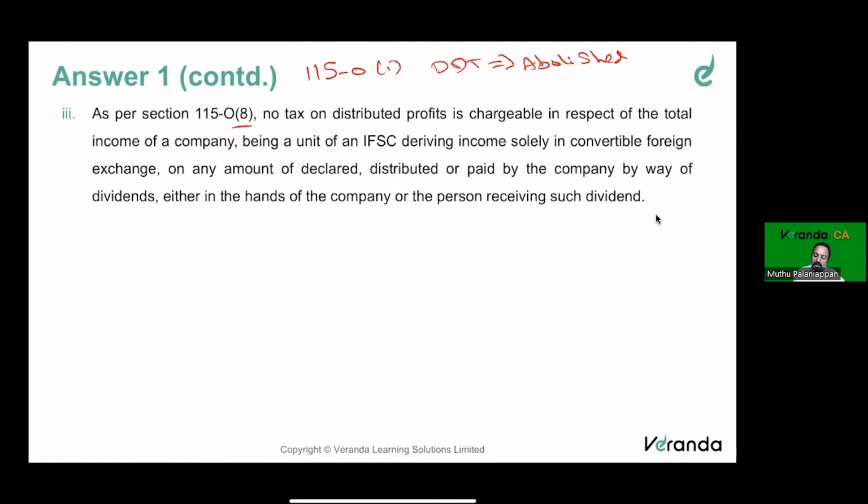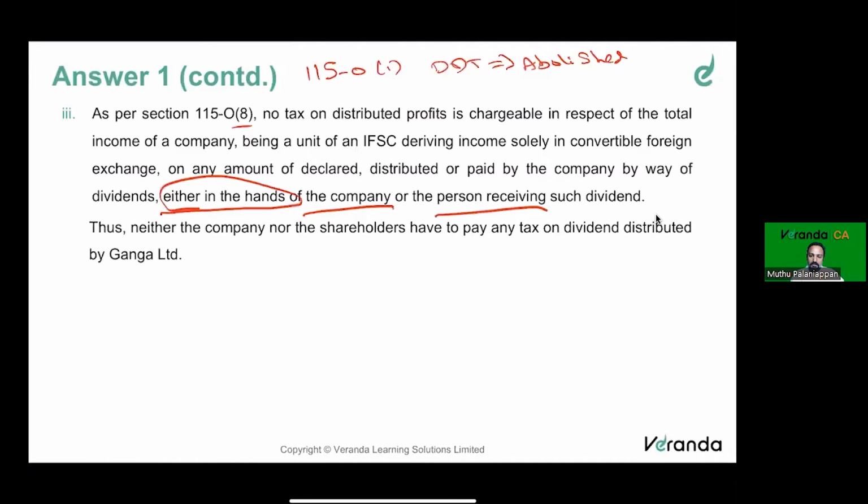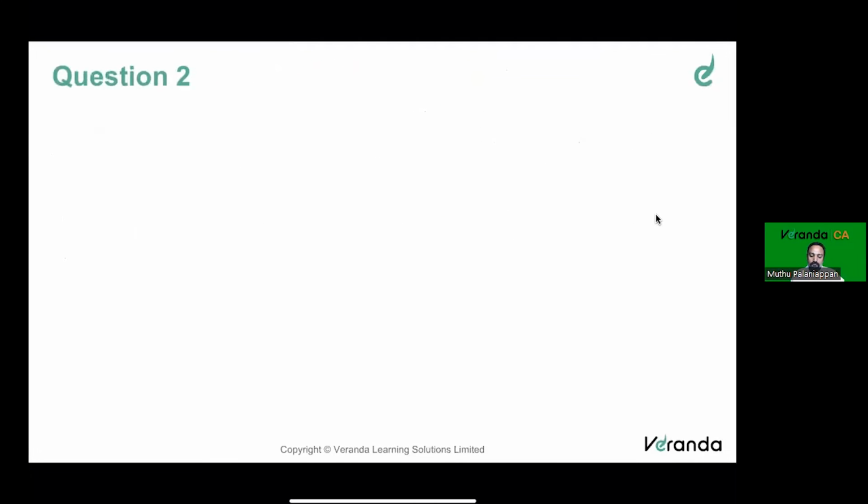So what does it say? It is not taxable in the hands of the company or the person receiving. So that's the provision. Thus neither the company nor the shareholder needs to bear dividend distribution tax or any income tax under this. So that's with respect to the first question. We'll move on to question 2.